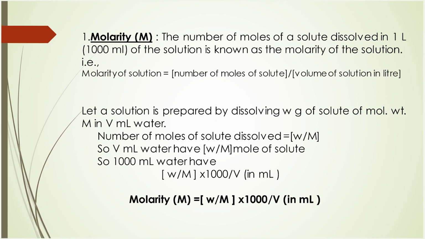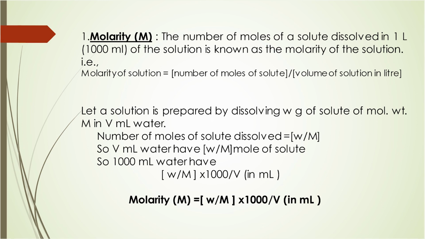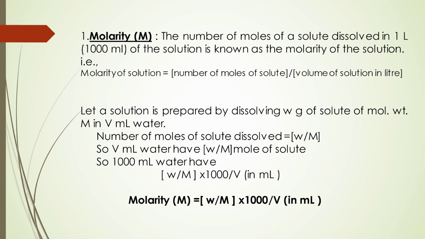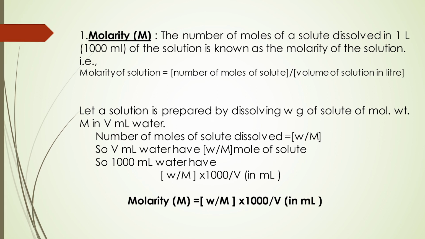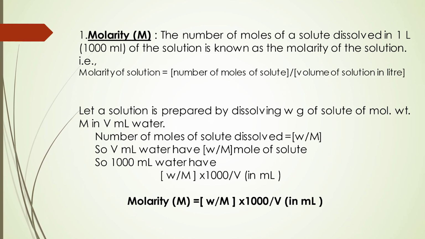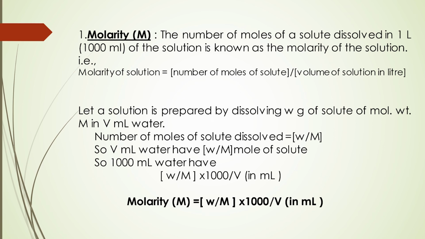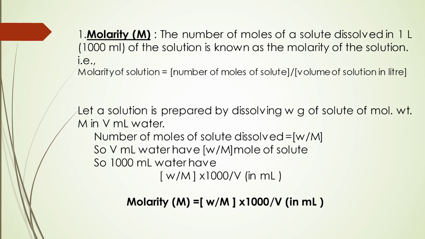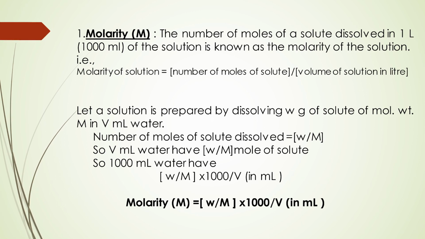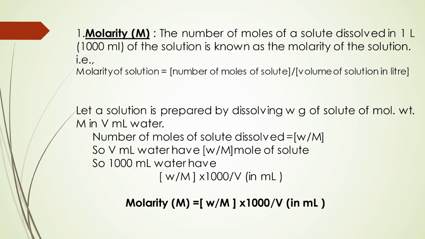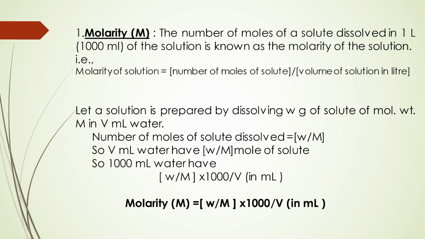Now, convert the volume into liter: 250 ml divided by 1000 is equal to 0.25 liter. Finally, molarity is equal to 0.05 mole divided by 0.25 liter. M is equal to 0.2 mole per liter.